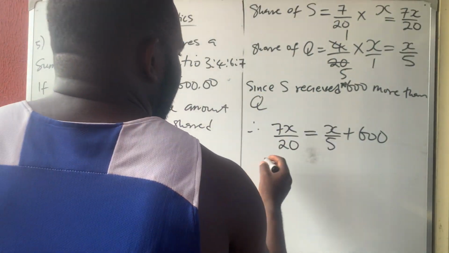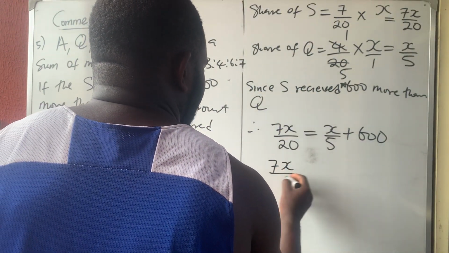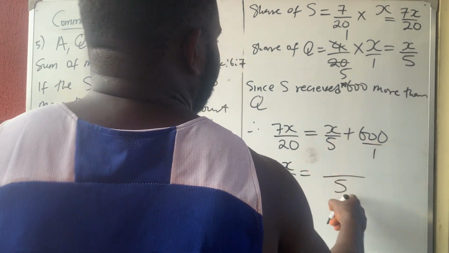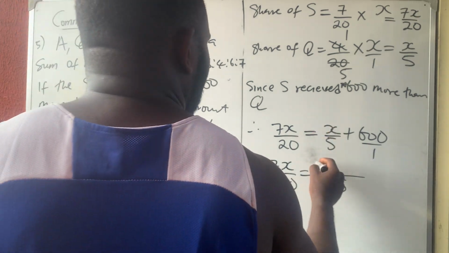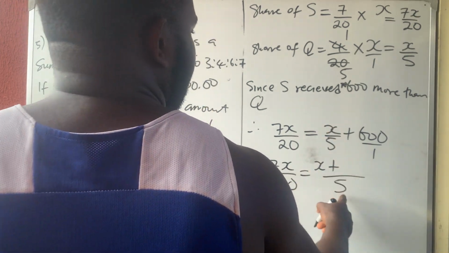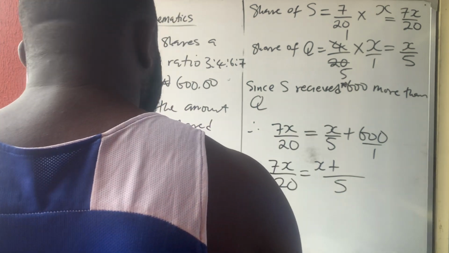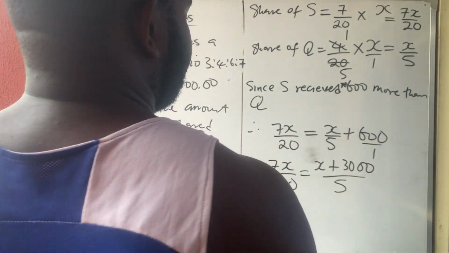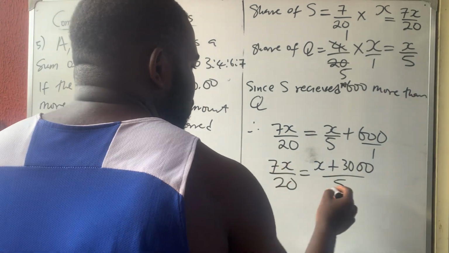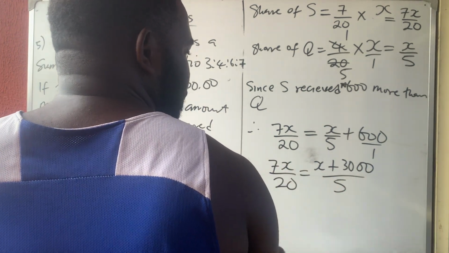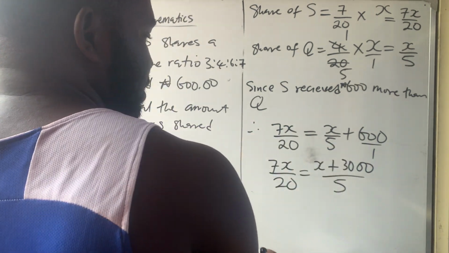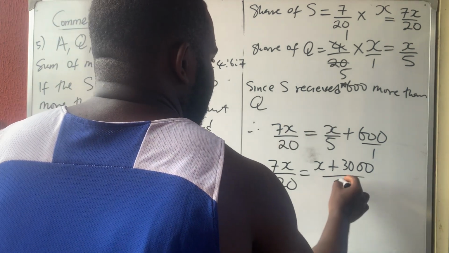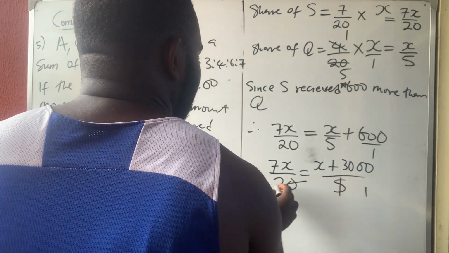So let's go there. I now have 7x over 20 is equal to, the LCM here is 5. This over 1. 5 divided by this is 5, 5 times x is x, plus 5 divided by this is 5, 5 times 600. 6 times 5 is 30, then add the 2 zeros. So now, you can easily know that denominator can always divide denominator. If you want it like this, or you cross multiply. If denominator dividing denominator will confuse you, please cross multiply. But I know that 5 divides here 1, 5 divides here 4.